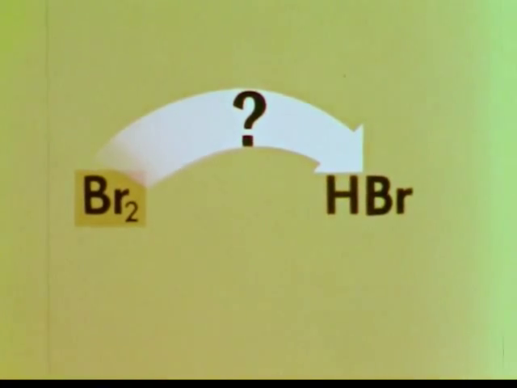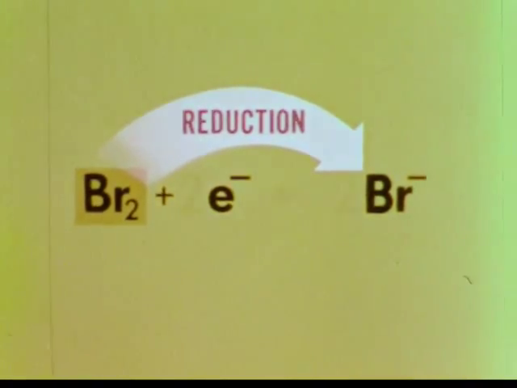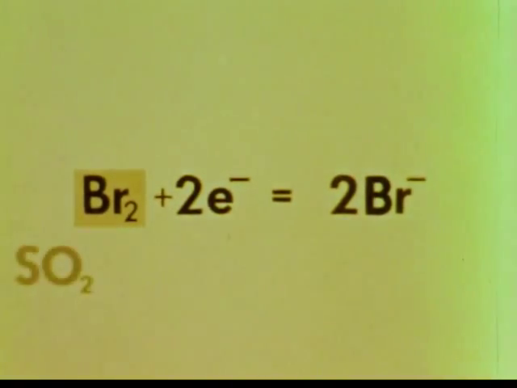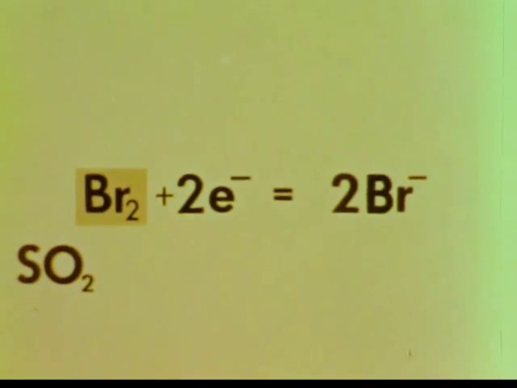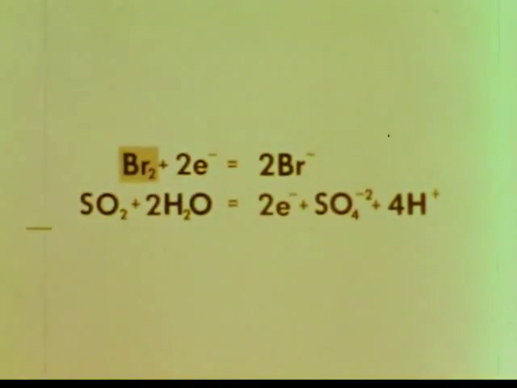In HBr, the oxidation state of bromine is -1. The Br2, therefore, must undergo reduction. Here is the half reaction. Sulfur dioxide has been found to be the most economical reducing agent. Here are both half reactions.